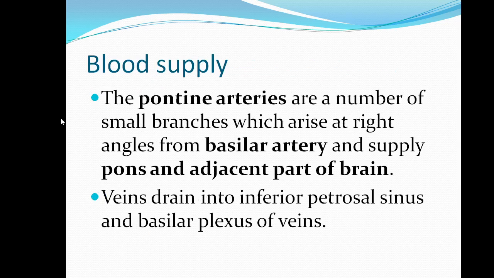Blood supply. The pontine arteries are a number of small branches which arise at right angles from the basilar artery and supply the pons and adjacent part of the brain. The veins drain into the inferior petrosal sinus and basilar plexus of veins.